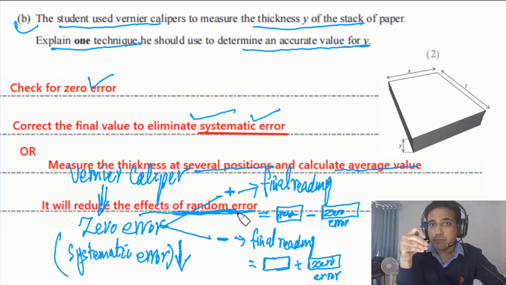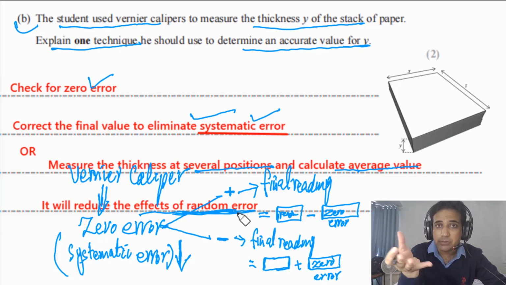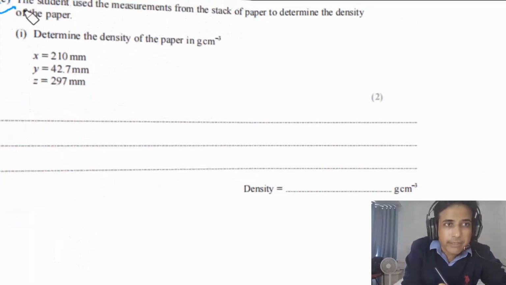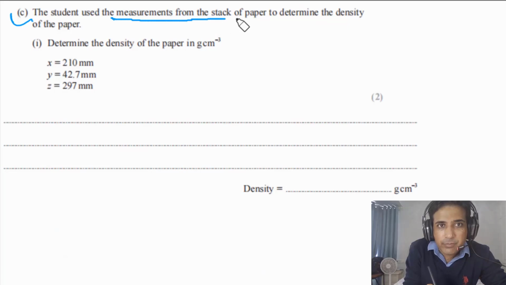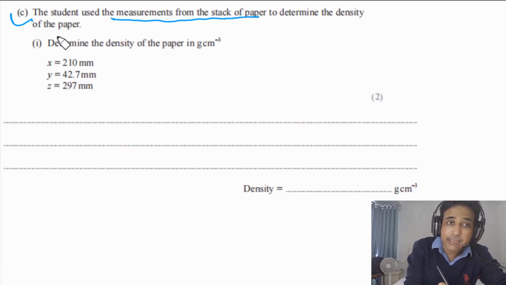Next time they can give you something a little different. Maybe they can ask you to find the diameter of a ring, or of any solid object. The same points you can mention in that question as well. And if they ask you to use a micrometer, for example, you can also talk about the same points. Part C says the student used the measurements from the stack of paper to determine the density of the paper.